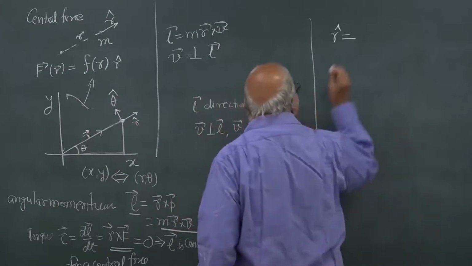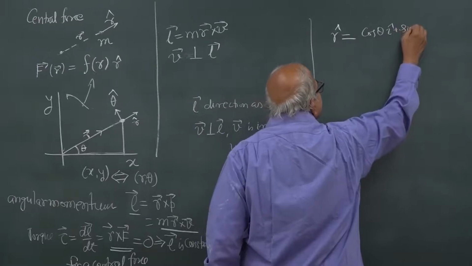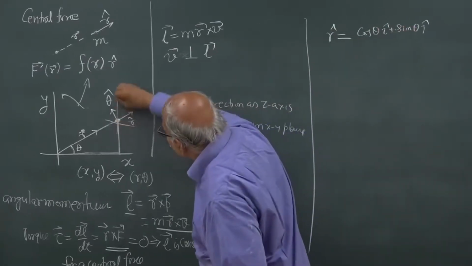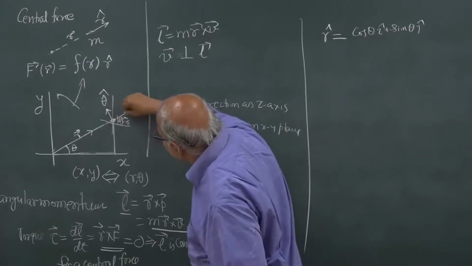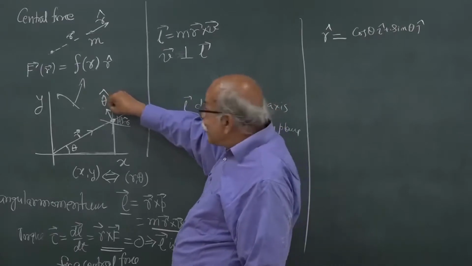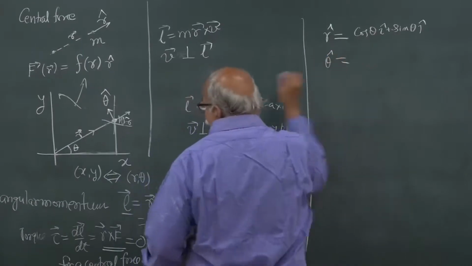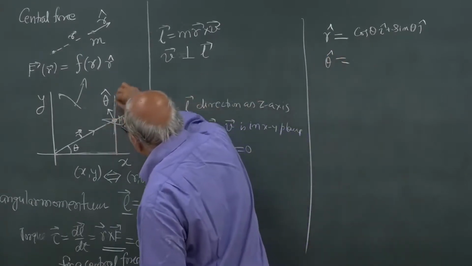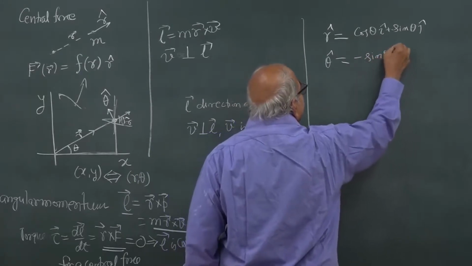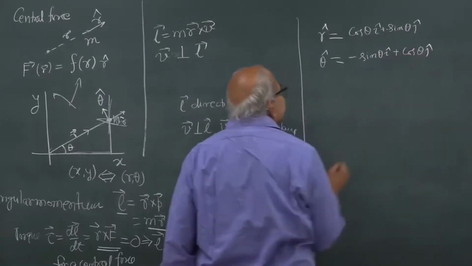So, I can write this r cap as cos theta i cap plus sin theta j cap. Verify: this angle is theta, this angle is theta, and so this unit vector has cos theta this component and sin theta that component. And theta cap, if you write, has one component this side, one component that side. So, minus sin theta i cap plus cos theta j cap, that is theta cap.